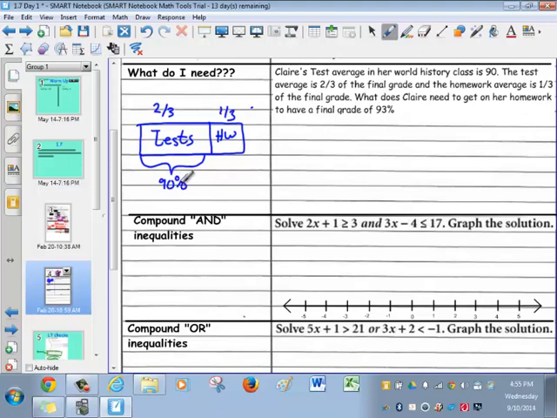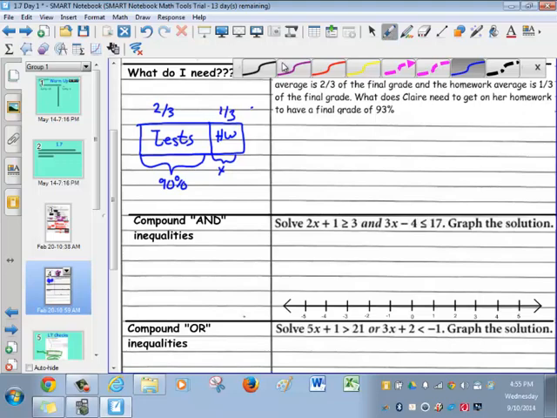What we want to figure out is on this homework part, how much of this homework does she need to get so that her final grade is at least 93%. She wants that A. That's her goal, and it's a good goal to have. So let's start up a little problem here. This is kind of how you can put this together.